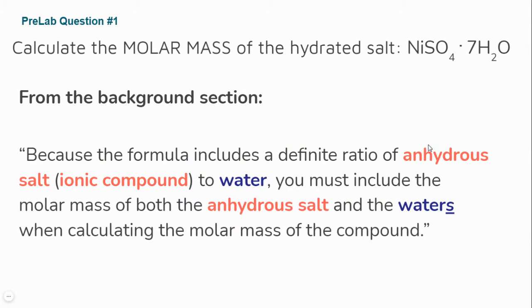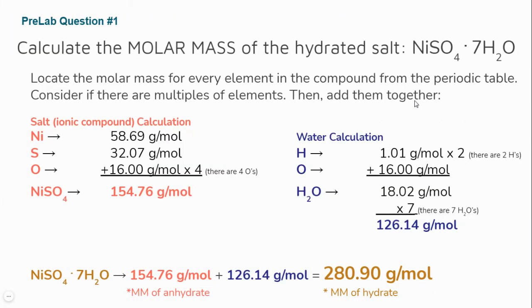Number one says to calculate the molar mass of the hydrated salt. That's NiSO4 and 7 waters, 7H2O. From the background section, it says, because the formula includes a definite ratio of anhydrous salt to water, you must include the molar mass of both the anhydrous salt and the waters when calculating the molar mass of the compound. So we know how to calculate the molar mass. We just need to look at the periodic table and then look at the subscript numbers in each portion of this formula and multiply each element by their respective subscript number.